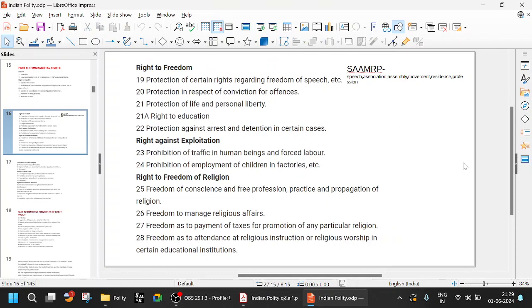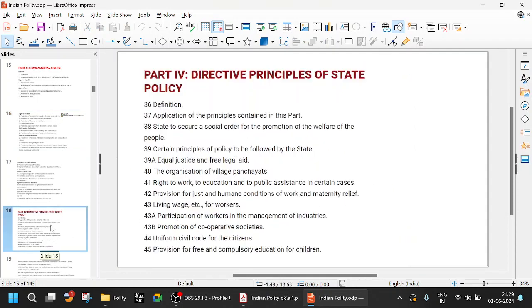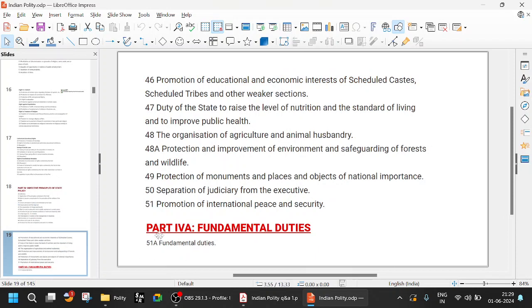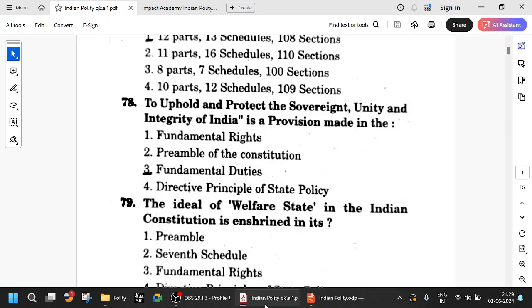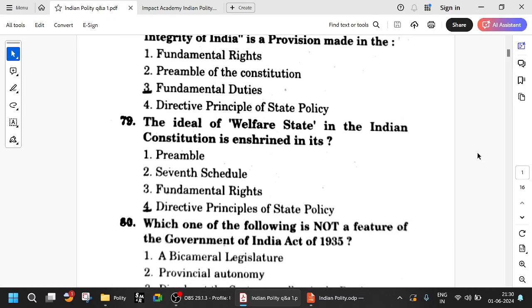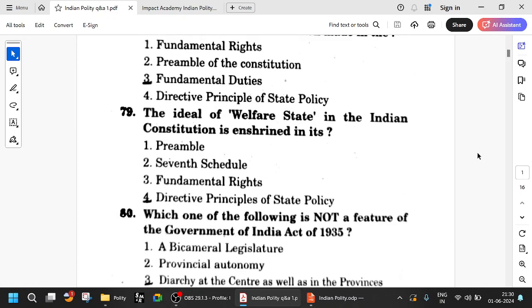And 51A is the fundamental duties. In fundamental duties, it is the duty of every parent to provide his ward opportunity to pursue education, especially between 6 to 14 years. Anyway, to uphold and protect the sovereignty, unity, and integrity of India is a provision made in the fundamental duties. It's part of the fundamental duties. So fundamental rights, preamble, directive principles, each and every article you have to remember, especially when you are preparing for Group 2. Even for civils and Group 1 also, it is very beneficial.